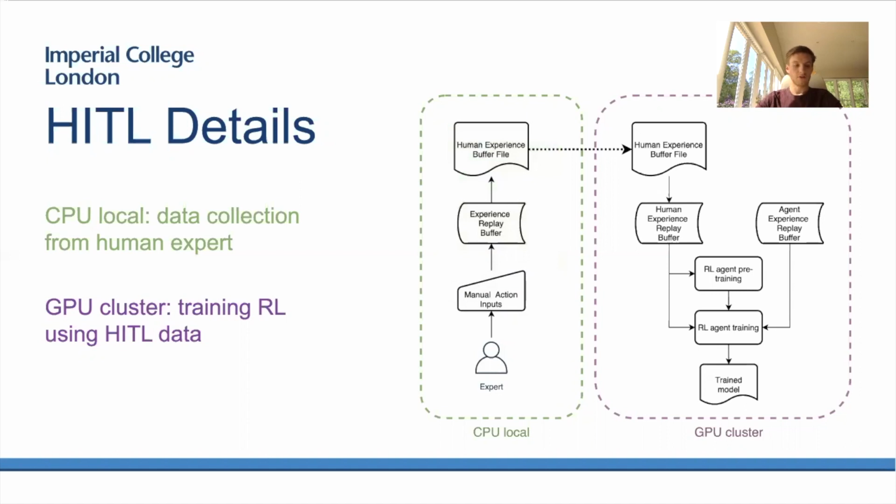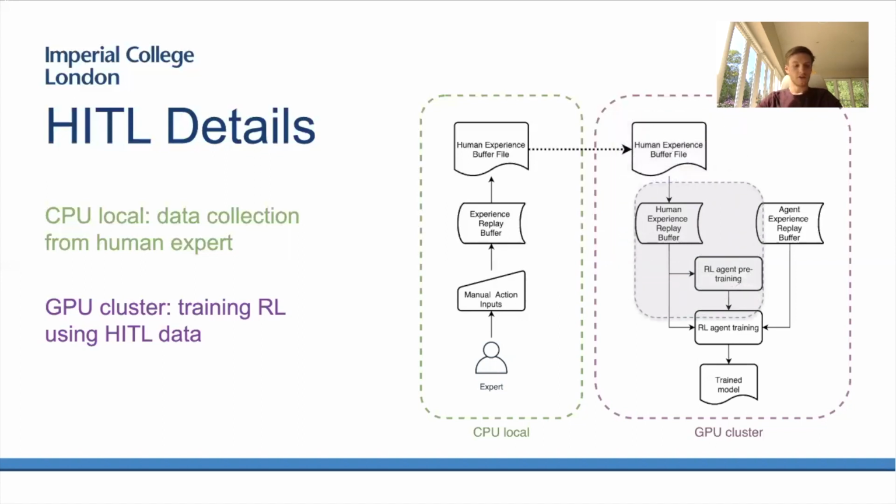Now we pass over to the section labeled GPU cluster. This part handles training the agent using human in the loop. As a pre-training step, the log files containing the human in the loop data must be assembled into the human experience replay buffer. This means changing the data into a format which can be fed into the DQ network.